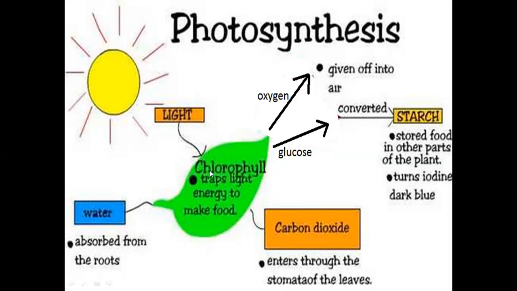So when the green parts of the plant get water and carbon dioxide and the sunlight from the sun, they prepare their food, that is glucose, and in this process oxygen is given out as a byproduct. Glucose later on is converted into starch which is stored as food for future use in various parts of the plant. So we shall discuss how this process takes place in the plants. We'll see the steps of photosynthesis.